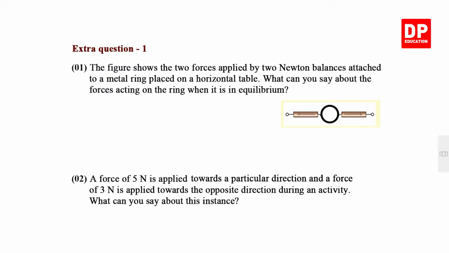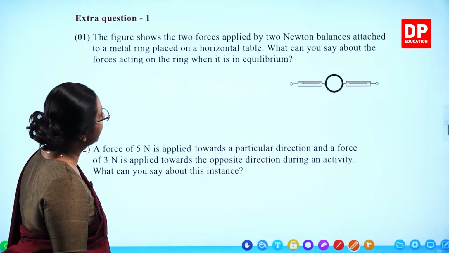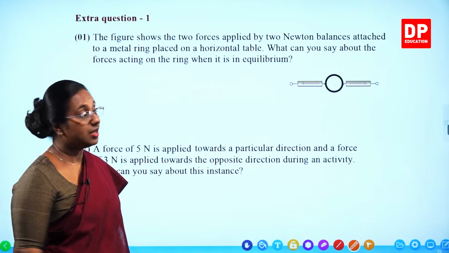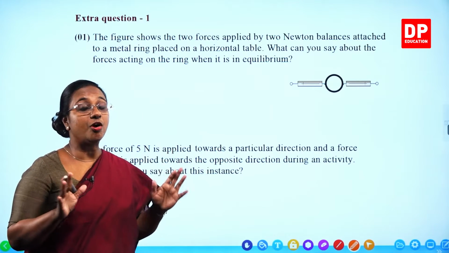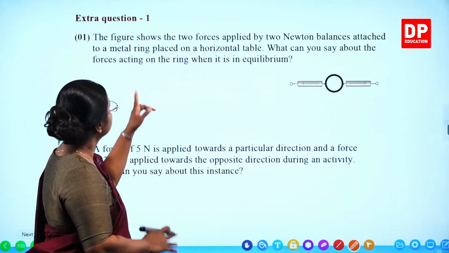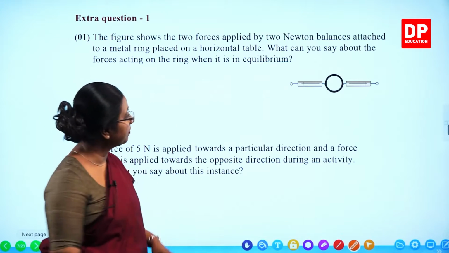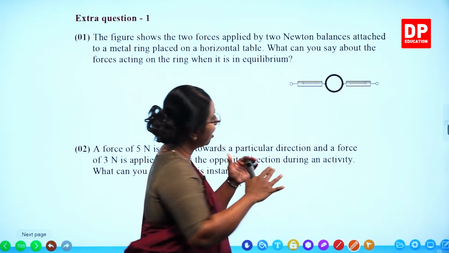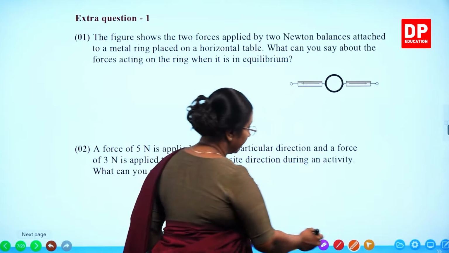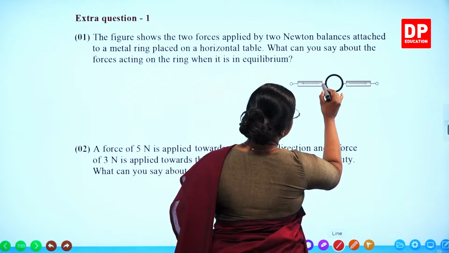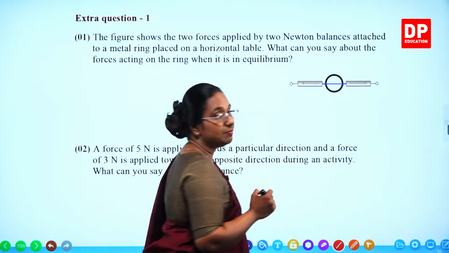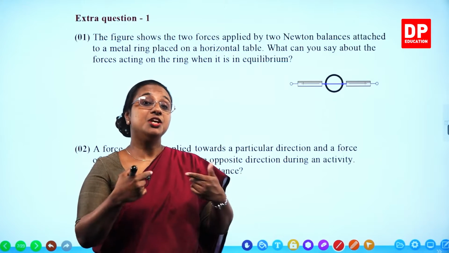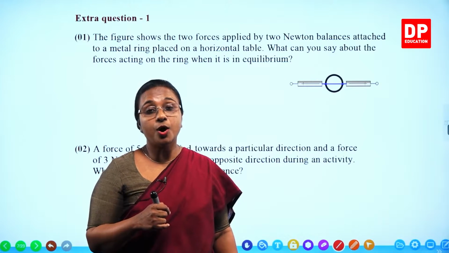Extra question 1. The figure shows the two forces applied by two Newton balances attached to a metal ring placed on a horizontal table. When you read the question, students, I am sure you all know why each term is used there. In the figure, you can see the metal ring, and the forces are opposite to each other. The two Newton balances are in the same line, so they have the same line of action, and the forces are applied in the opposite direction.